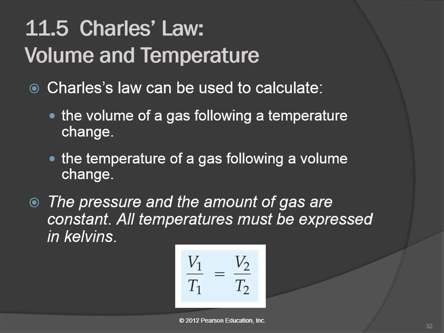So we can express Charles' law this way: V1 over T1 equals V2 over T2. All temperatures must be expressed in kelvins. You got that? What temperature scale do we use for gases? Kelvins. You're still going to forget.